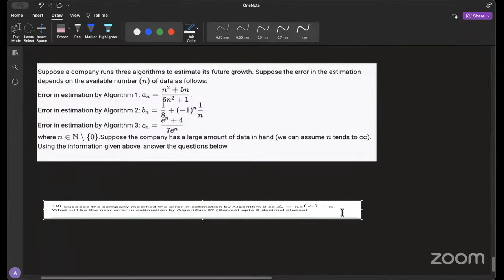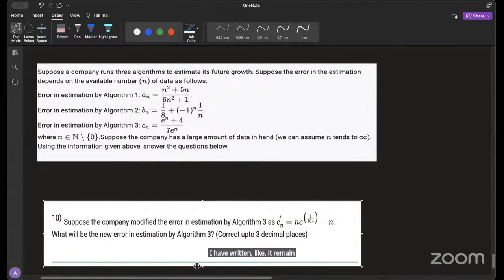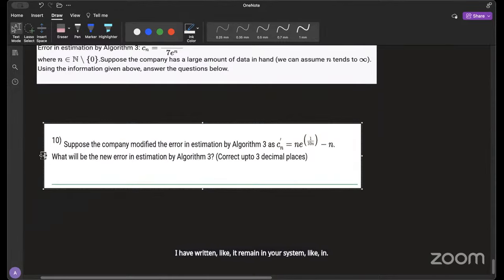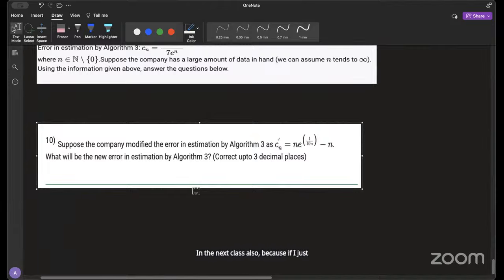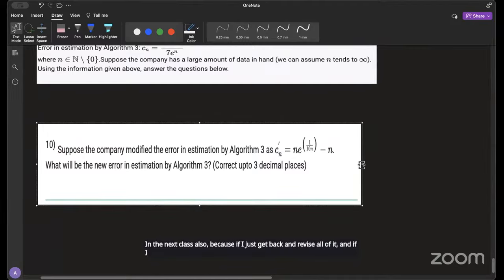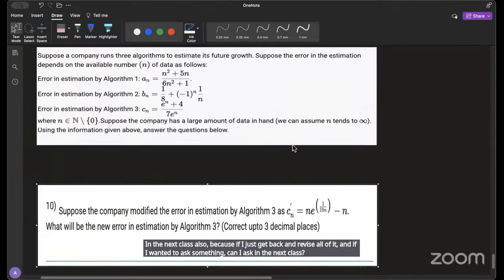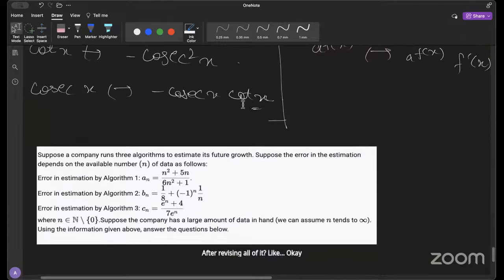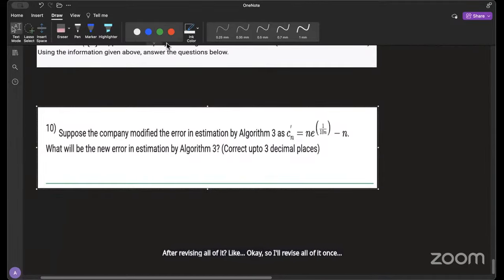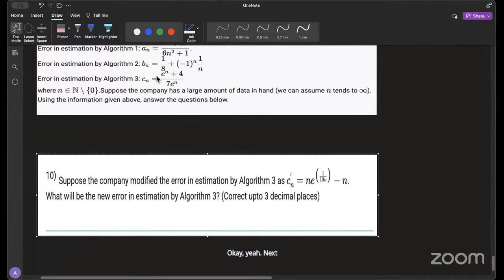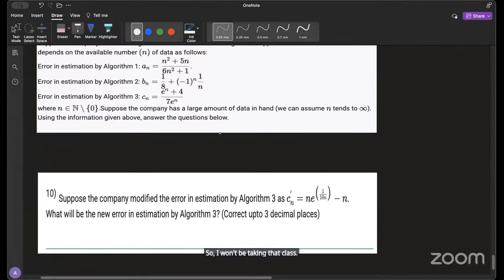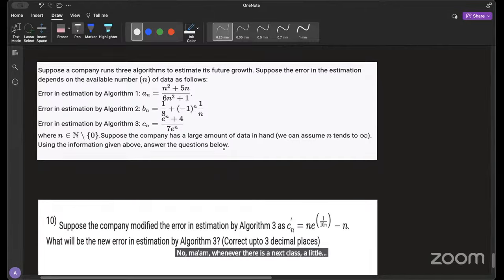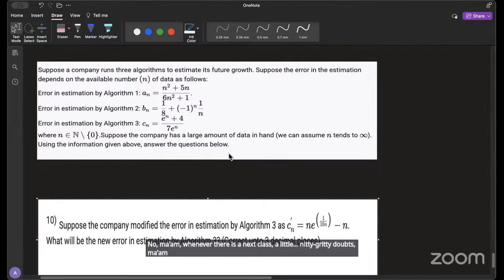Ma'am, what you have written, does it remain in your system in the next class also? Because if I get back and revise all of it, and if I want to ask something, can I ask in the next class after revising all of it? Yeah, it's on my system. Okay, so I'll revise all of it once and twice, and I'll ask maybe in the next class. Is it fine, ma'am? Okay, yeah. Next class is the revision class, by the way, so I won't be taking that class. No, ma'am. Whenever there is a next class, a few nitty-gritty doubts, ma'am. Not all of it. Okay.